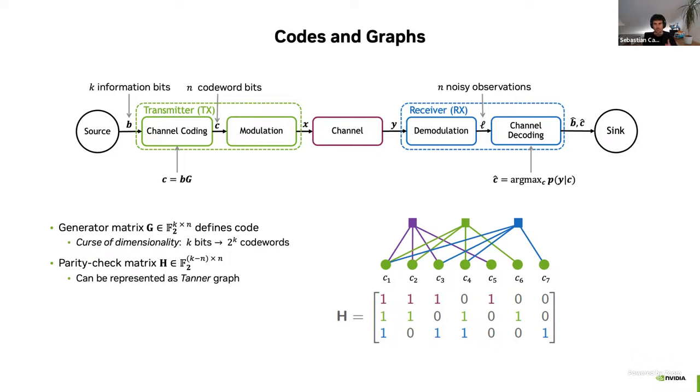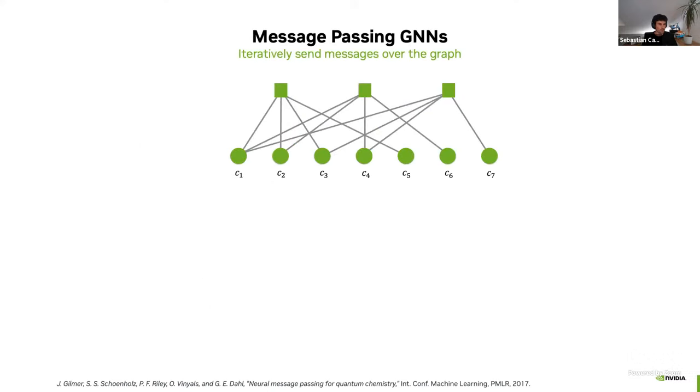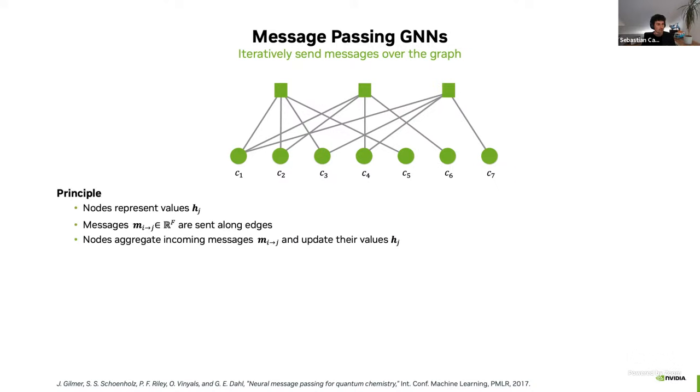And I think everyone knows we can have Tanner graphs and derive Tanner graphs and parity-check matrices. So that's well known. The idea is to replace the channel decoder by a neural network-based decoder. For that, we make use of so-called message passing graph neural networks. It's similar to BP decoding. Essentially, the idea is that we iteratively send messages over our graph, which would be the Tanner graph of the code. But there are a couple of things that are different compared to belief propagation or classical BP decoding that we know from channel coding.